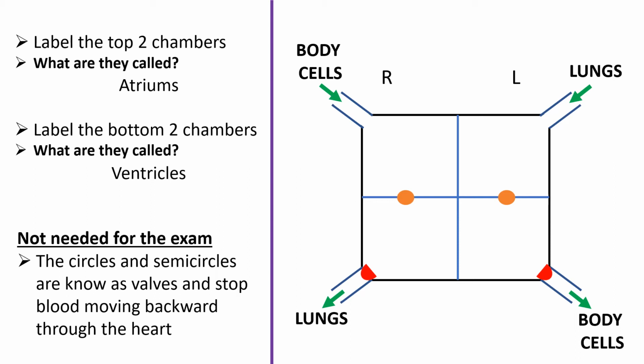Now, earlier I mentioned the circles and semicircles. You don't need these for GCSE, but should you wish, you're perfectly welcome to memorize them. They are called valves. And if you go through the A-level presentation on the structure of the heart, we'll go into that in much more detail. But just like you find in a normal vein, these valves stop blood moving backwards through the system.